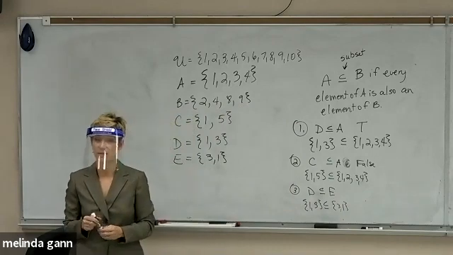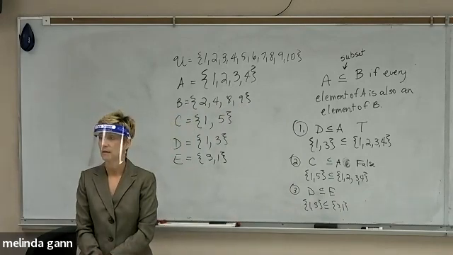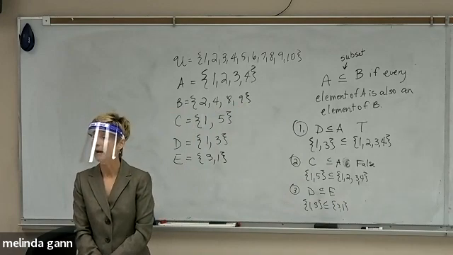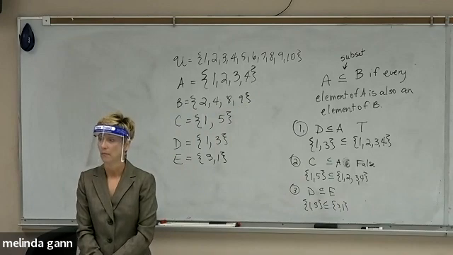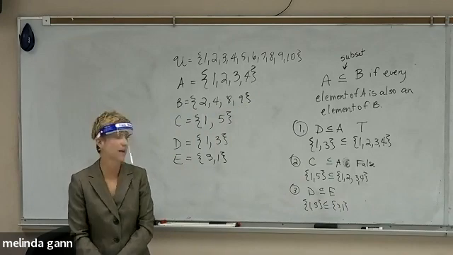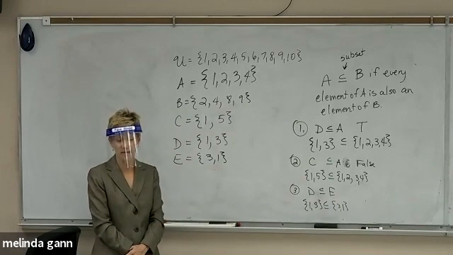Now, what other kind of sets? What else could you say about D and E? They're actually what kind of sets? They're equal. Why? They're exactly the same. What else could you say about them? They're equivalent. There's a lot of things I could say about D and E. But if somebody said D is a subset of E, that's still a true statement.